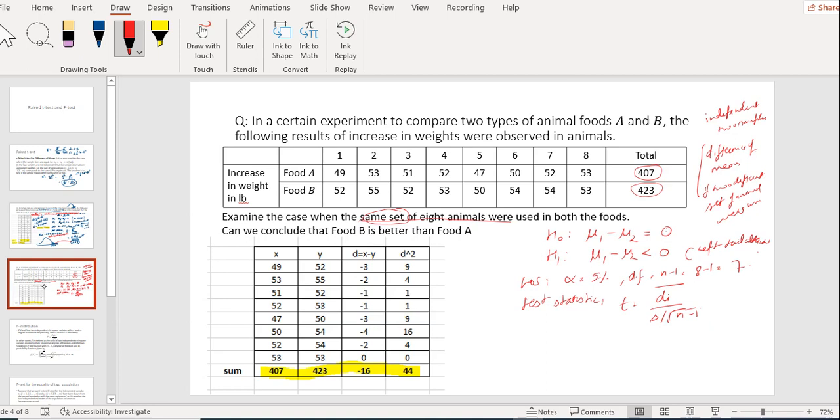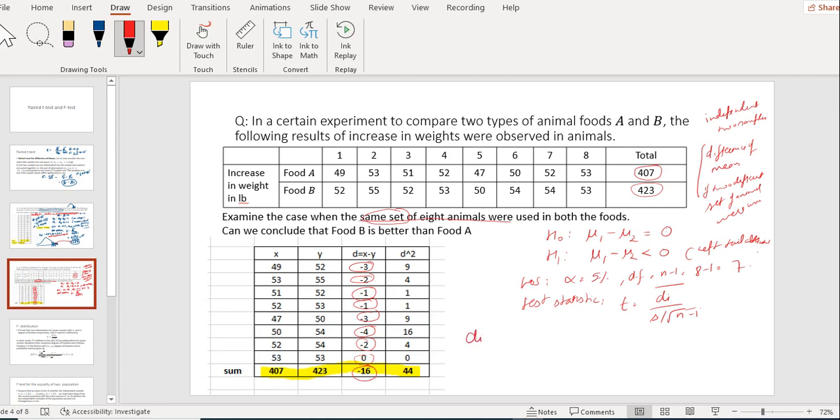Okay, so firstly we need to calculate the difference of these two. 49 minus 52 is minus 3, 53 minus 55 is minus 2, 51 minus 52 is minus 1, 52 minus 53 is minus 1, 47 minus 50 is minus 3, 50 minus 54 is minus 4, 52 minus 54 is minus 2, and 53 minus 53 is 0. So we sum up: 3, 5, 6, 7, 10, 14, 15, 16. So this value comes out to be minus 16.